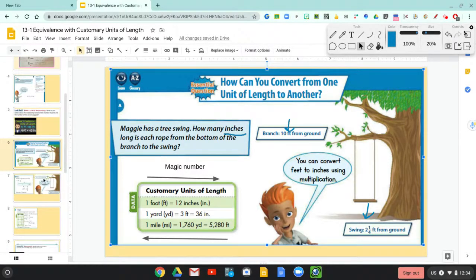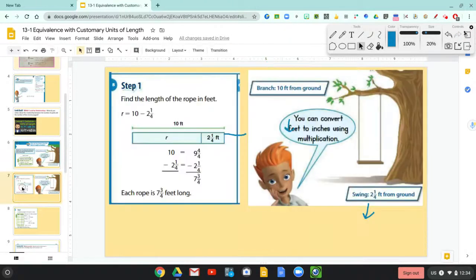So let's take a look at step 1. So here, step 1, it says find the length of the rope in feet. So again, I don't necessarily love this as the first example that they're giving to you because, first of all, it's in fractions, and second of all, it is a multi-step problem. So really, what they're asking you to do here is you just want the length of this blue line, okay?